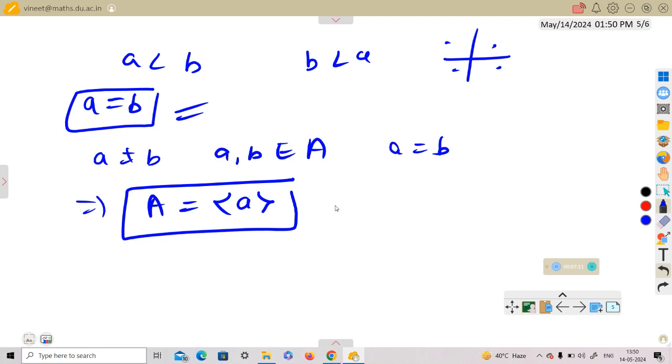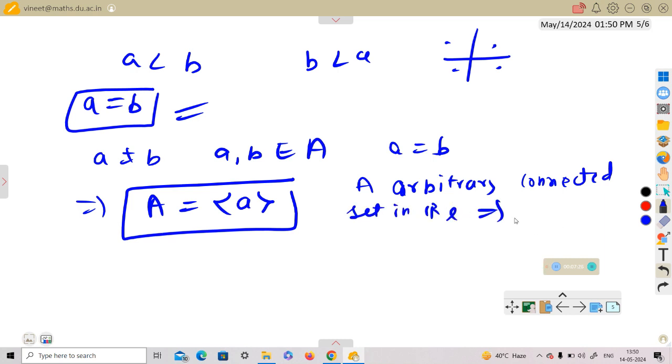So what we have done: we have chosen A to be an arbitrary connected set in RL, and with this we have shown that A must be a singleton set. Arbitrary non-empty set, and we have shown that A must be a singleton set. Hence proved.